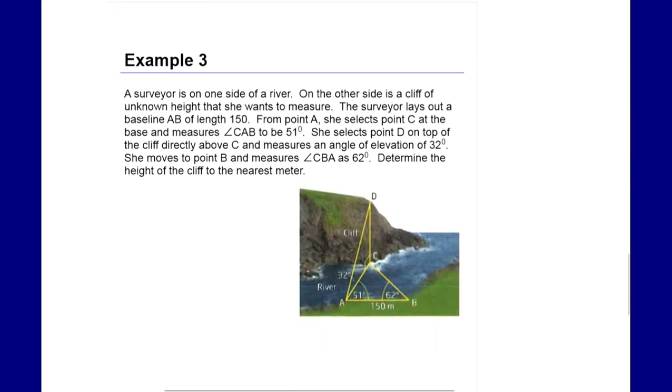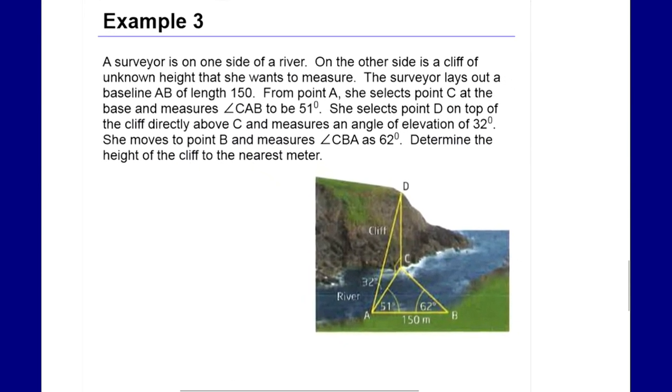Our last example, so this one will be a little bit easier. The last example, a surveyor is on one side of a river. On the other side is a cliff of unknown height that she wants to measure. The surveyor lays out a baseline AB of length 150 meters. From point A, she selects point C at the base and measures angle CAB to be 51 degrees. She selects point D on top of the cliff directly above C and measures an angle of elevation of 32 degrees. She moves to point B and measures CBA as 62 degrees. Determine the height of the cliff to the nearest meter.